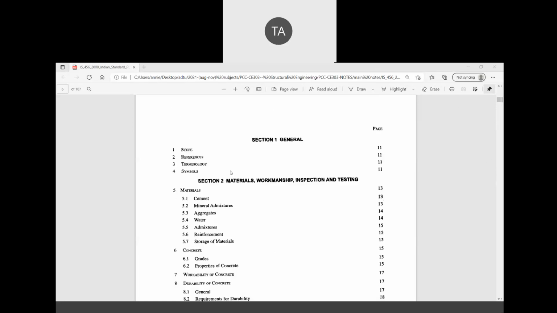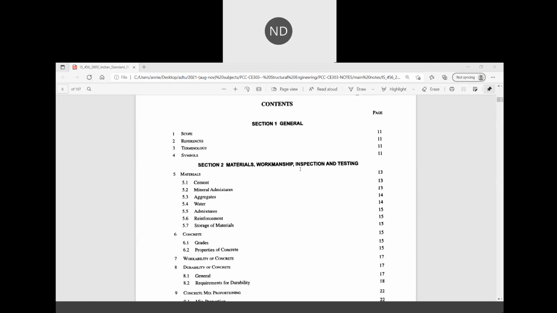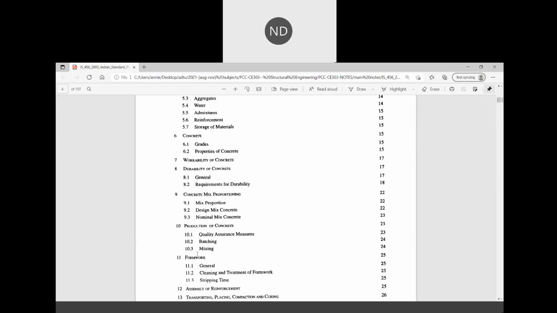Okay, so in your IS code, if you go to your IS code 456 2000, you will see here in the contents itself that you have different materials based on IS 456, the Indian Standard Code. You will have different assumptions and different criteria which are related to these materials. Okay, whether it be cement, aggregates, admixtures, reinforcements, concrete grades. I think we have talked about concrete grades also. Then all the different things are mentioned here in your IS code.